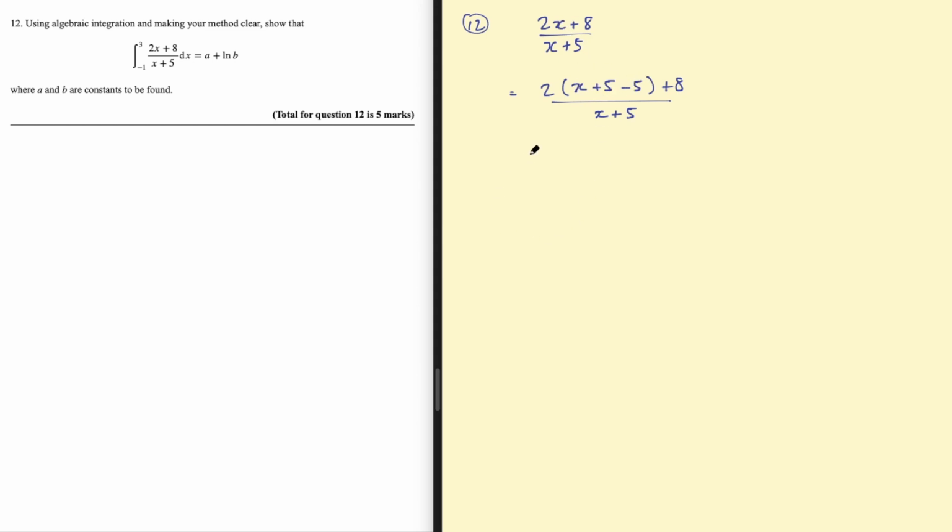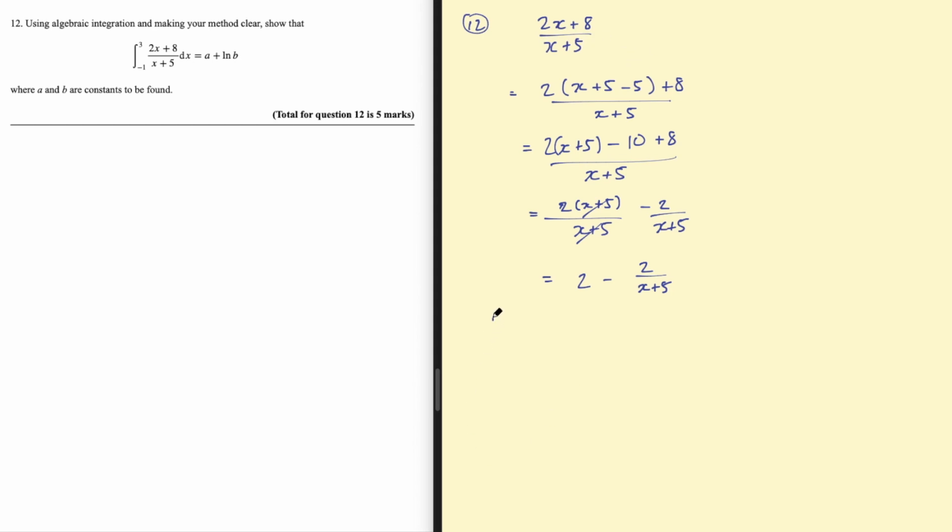But I can expand these brackets out to get 2 times x plus 5 take 10 plus 8 over x plus 5. And then we can separate the numerator into 2 times (x plus 5) over (x plus 5). And then negative 10 plus 8 is negative 2 over x plus 5. And then we can cancel these terms. So we just get 2 take 2 on x plus 5. And this expression is much easier to integrate than this one.